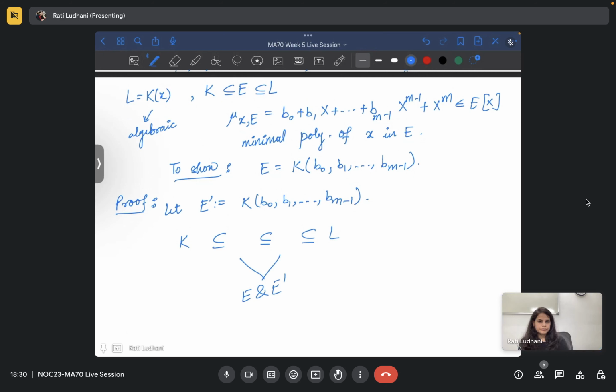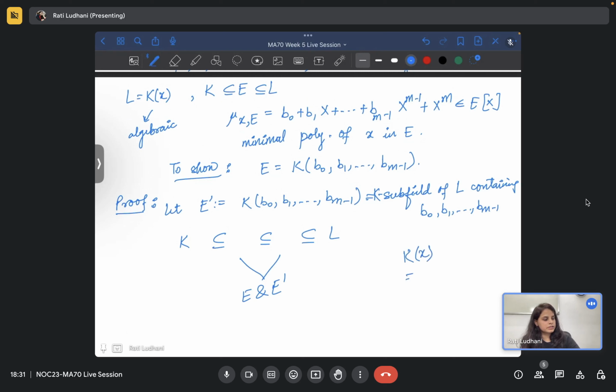I'm not really sure about the notation K(b0, b1, up to bm minus 1). What does that exactly mean? Okay, so this means a subfield of L, K subfield of L containing b0, b1, up to and so on bm minus 1. So it's like what we were doing earlier. You can write it as the smallest K subfield of L containing b0 to bm minus 1 elements. It's like what K(x) denotes.